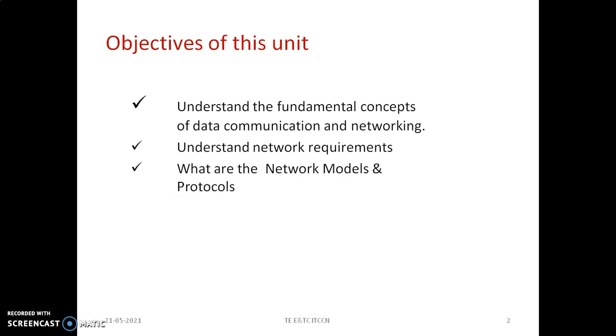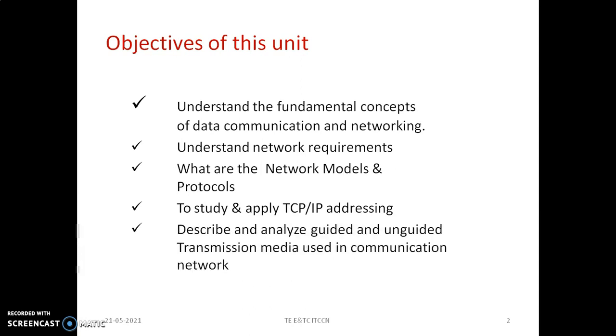What are the network models and protocols? Then again to study and apply the different addressing techniques in the TCP/IP suite. Again, go into details with the transmission media, guided and unguided transmission media, describe advantages, disadvantages, and in order to analyze them, compare all the media.